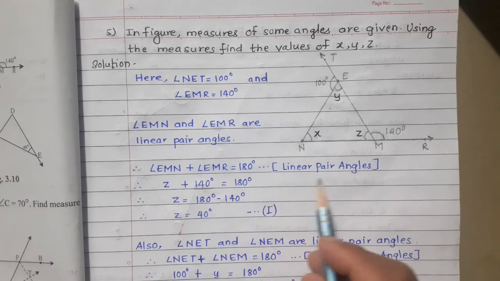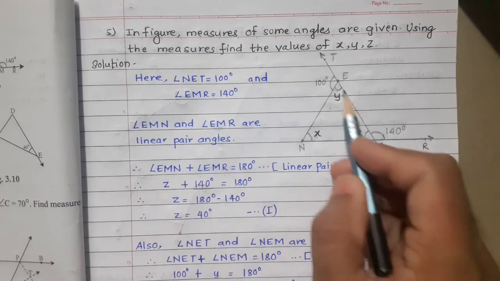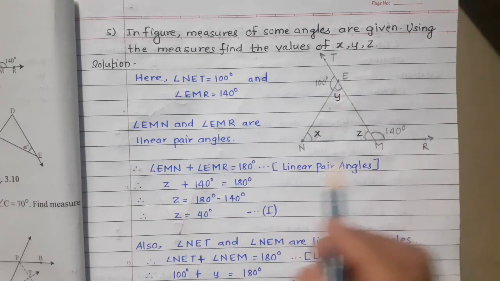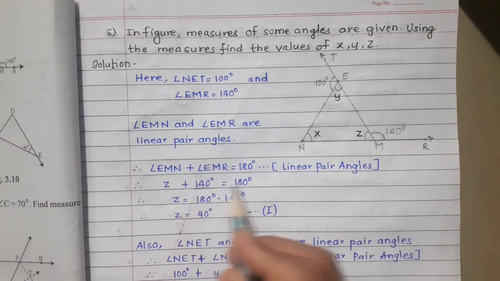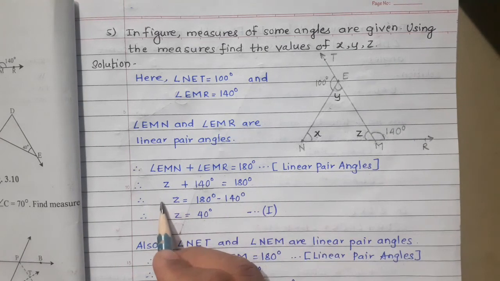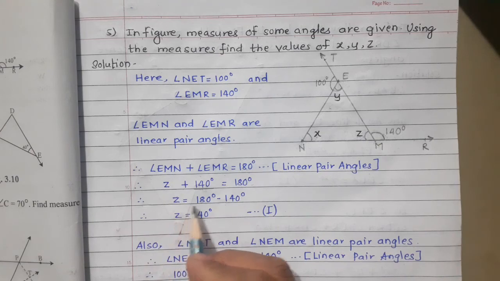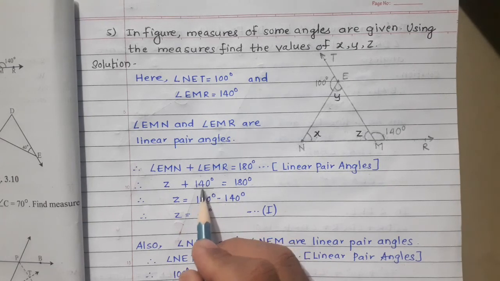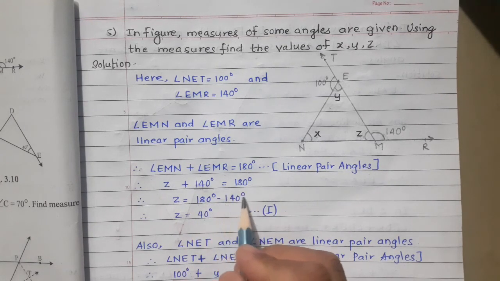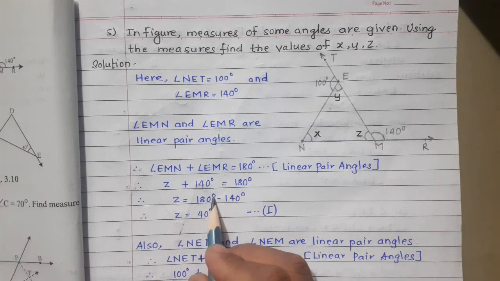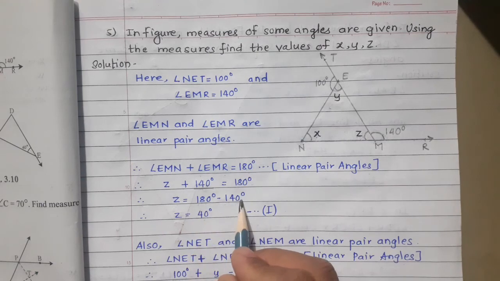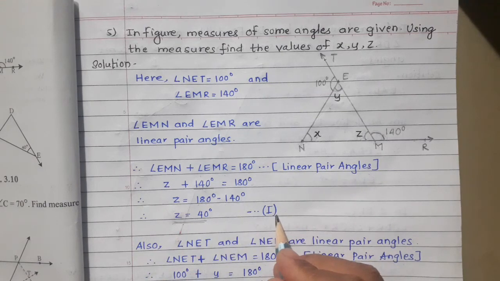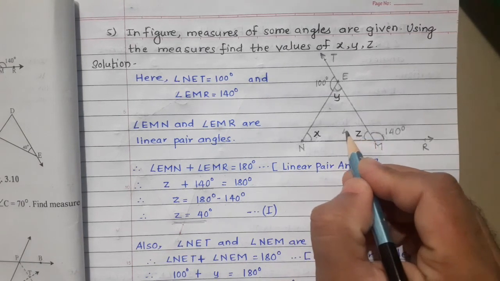We know that linear pair angles are supplementary, and angle EMN is Z and angle EMR is 140 degrees, so we can write Z plus 140 degrees is equal to 180 degrees. In the next step, we have Z is equal to 180 degrees minus 140 degrees. 140 is positive on the left hand side. When it goes to the right hand side, it becomes negative. So Z is equal to 180 degrees minus 140 degrees. 180 minus 140 is 40. Then Z is equal to 40 degrees. Give it as equation number 1. Now we have Z is equal to 40 degrees.